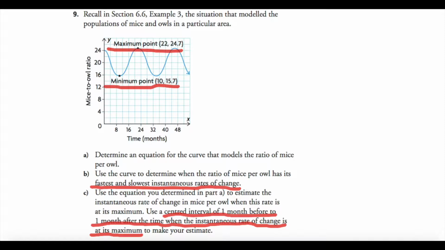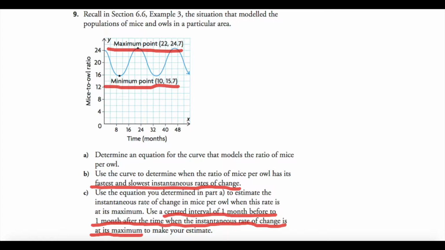Recall in section 6.6, example 3, the situation that modeled the populations of mice and owls in a particular area. A. Determine an equation for the curve that models the ratio of mice per owl. B. Use the curve to determine when the ratio of mice per owl has its fastest and slowest instantaneous rates of change. C. Use the equation you determined in part A to estimate the instantaneous rate of change in mice per owl when this rate is at its maximum.